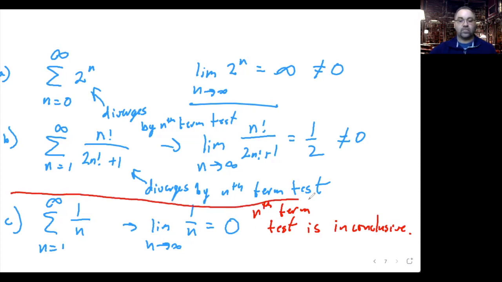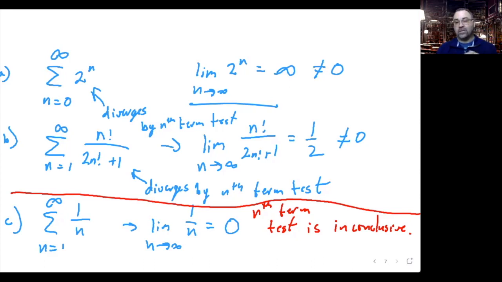The series 1 over n is actually not a convergent series, it's divergent. So we have a problem: the nth term test can't tell us whether that converges or not.